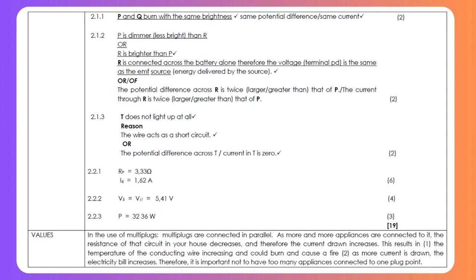2.1.3 T does not light up at all. Reason: the wire acts as a short circuit. Or the potential difference across T / current in T is zero.